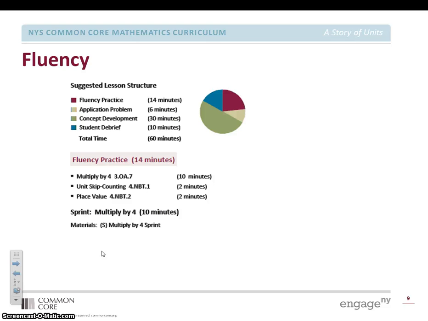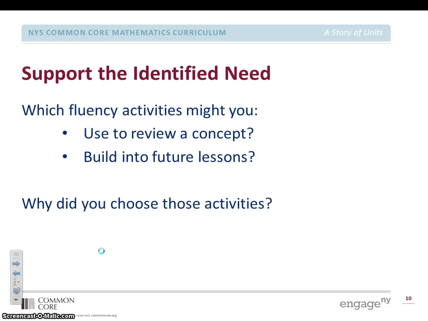Looking more closely at fluency, you'll see 3, for example, on this day's lesson, 3 fluency activities: multiply by 4 sprint, unit skip counting, and place value work. And they usually guide you pretty well, giving you 10 minutes of a sprint. We'll get to more sprint information in a second.